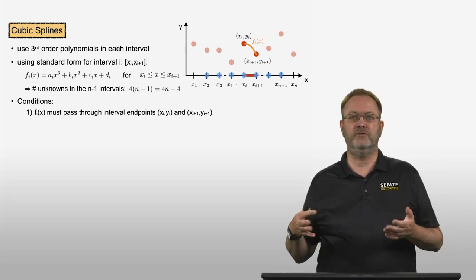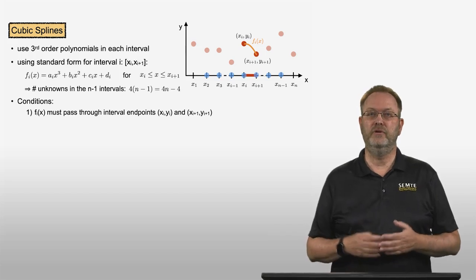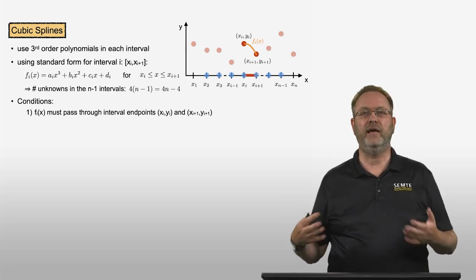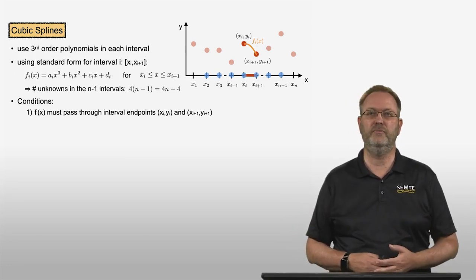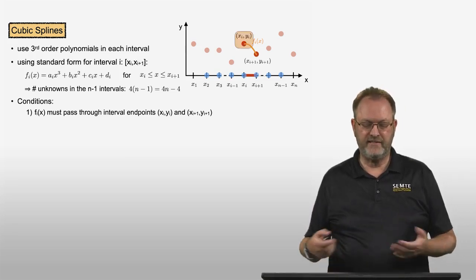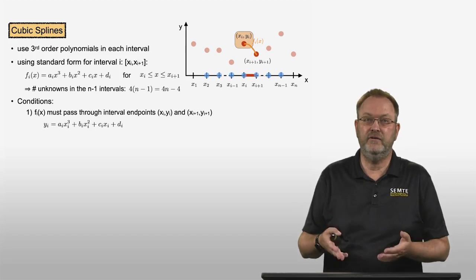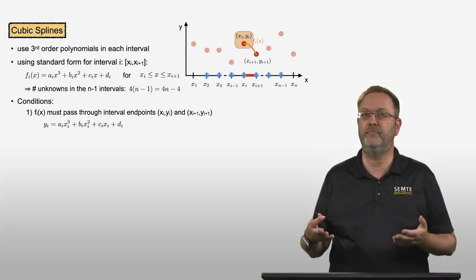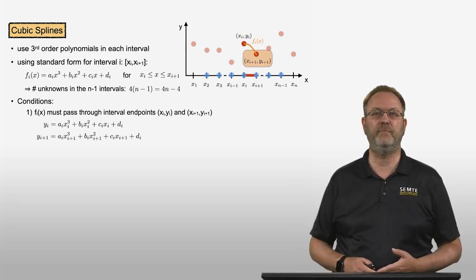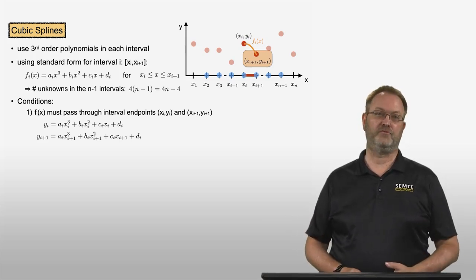Well, first of all, this polynomial, the f_i of x, must pass through the interval endpoints, the data points, because it's interpolation. When I plug a data point into my interpolation polynomial, I want to get back the measured data yi. So f_i must pass through (xi, yi) and (xi+1, yi+1). That means if I plug xi into the polynomial, I must get back yi. And the same applies to the other endpoint: if x is equal to xi+1 in the polynomial, that should be equal to yi+1.